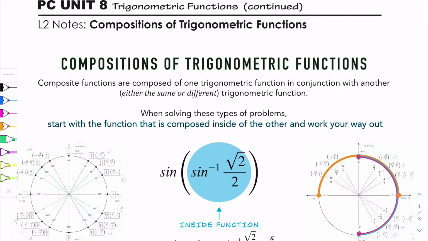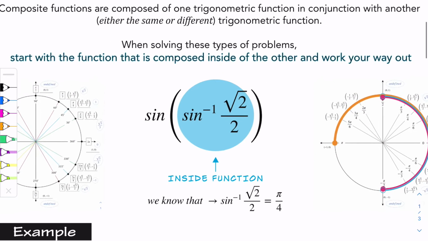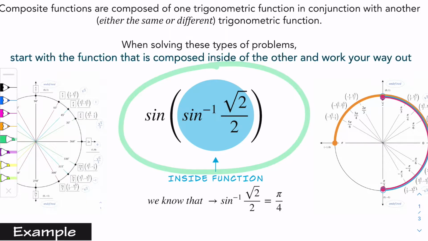Today we're going to learn about compositions of trig functions. Compositions are when you have multiple functions, one evaluated inside of the other. Right here you see I have an example. It's sine and then in parentheses the inverse sine of square root of 2 over 2.